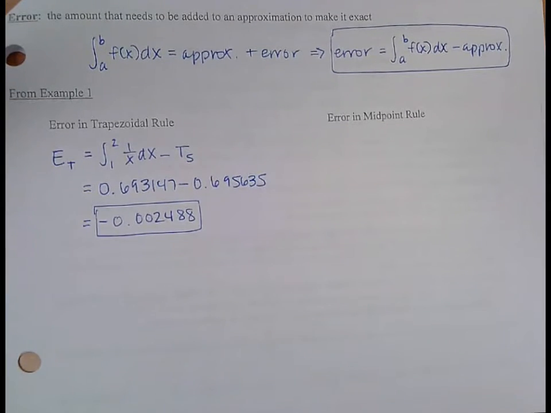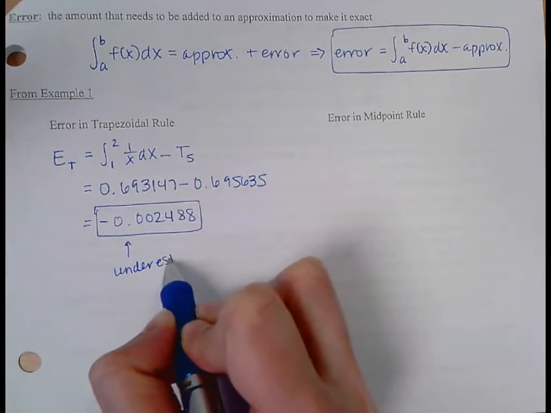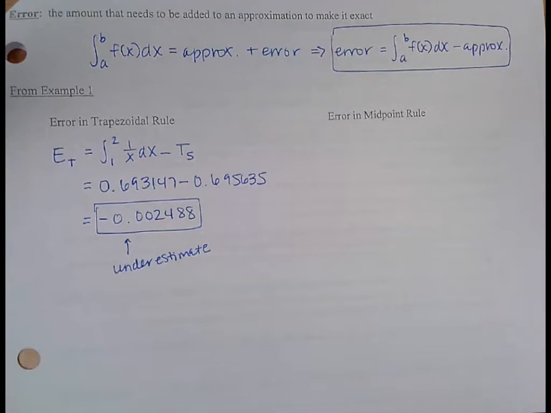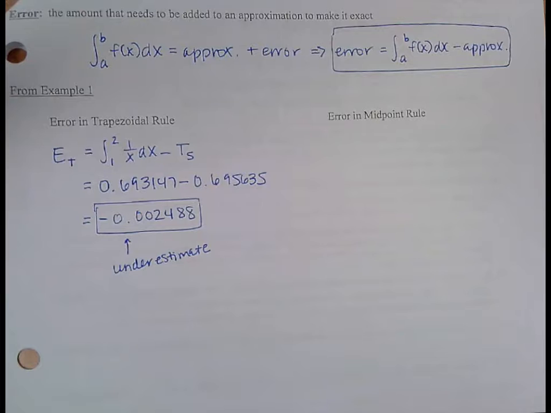If the error is negative, this means it's an underestimate. And again, when you picture this, to draw in the trapezoids, you're connecting the two function values on an interval. So if the curve is concave down, it's going to be an underestimate. If it was concave up, it would be an overestimate, because your trapezoids would fall over the curve. So for this example, the trapezoidal estimate was an underestimate.